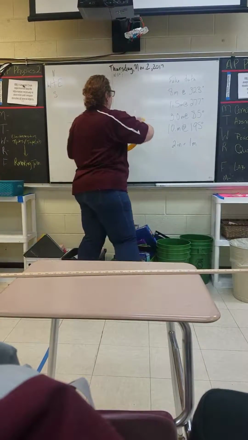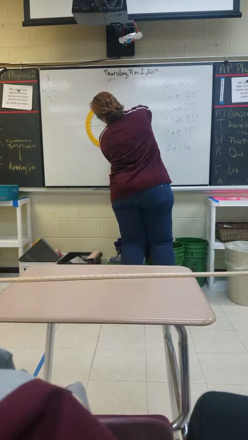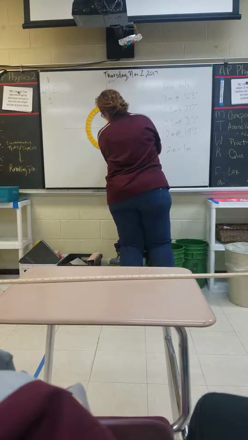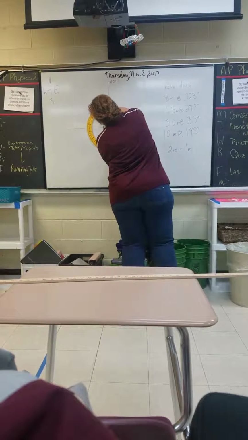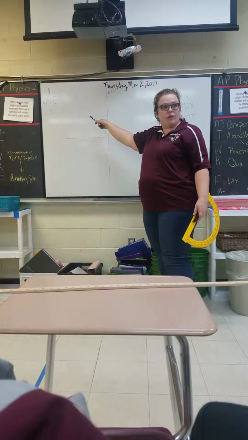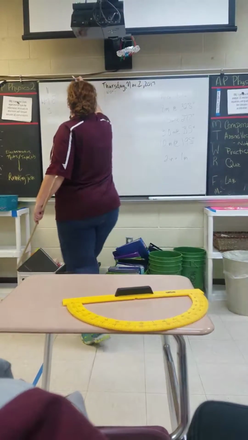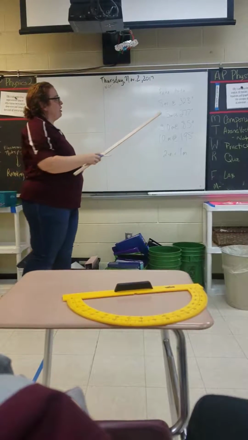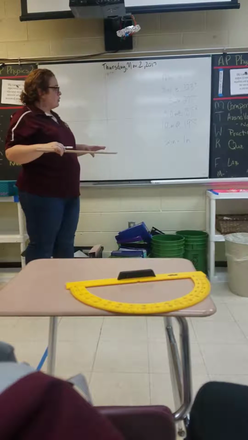So there's 180, and 180 plus 143 is 323. So I'm going to come up here, and that was 180 going this way. Now the other 143. What I'm doing is I'm just putting a dot where that 323 is. Okay? So now anything that I do on this line, from here out, is going to be at 323 degrees.